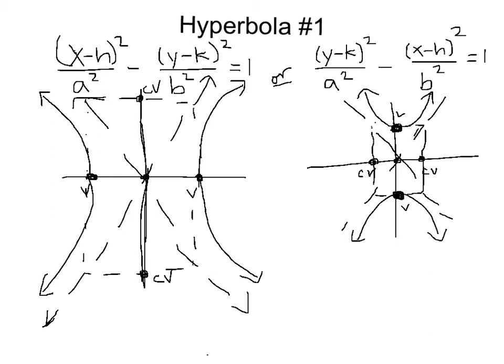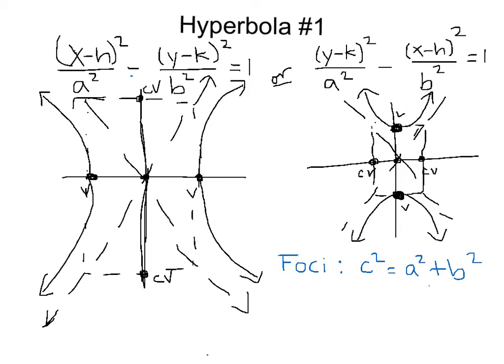Just like on an ellipse, we're going to have foci here on our hyperbolas. So the formula we use for hyperbolas is c squared equals a squared plus b squared. So this actually is your Pythagorean theorem. But notice the equation has a minus sign. My foci equation has a plus sign.